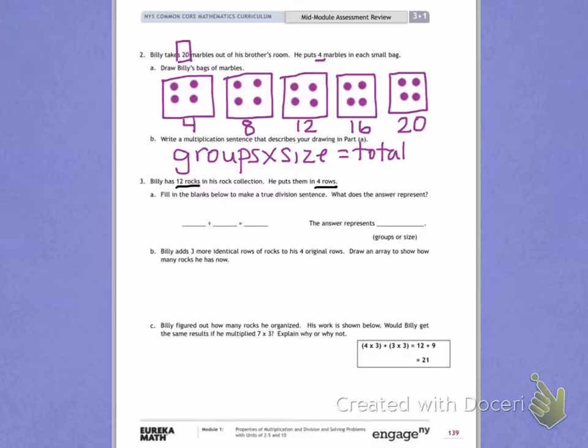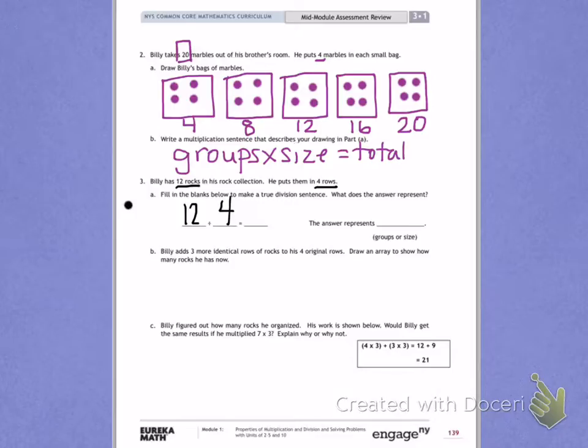Looking back at what Billy has, he has 12 rocks. That is his total. When I start with division, 12 is my total. It comes first. I also know he's putting them into 4 rows. So I have 12 divided by 4. I'm going to draw the rows of rocks to help me decide what my missing number is. We're going to do rows, and there has to be 4 rows. So I have to get to 12.